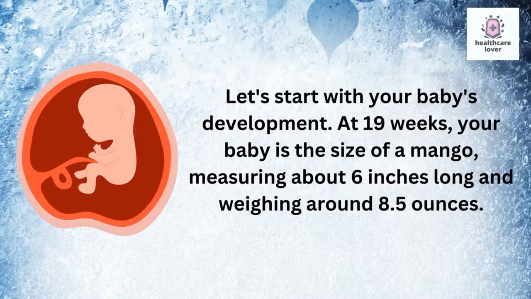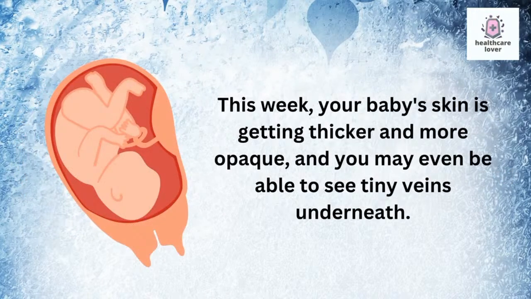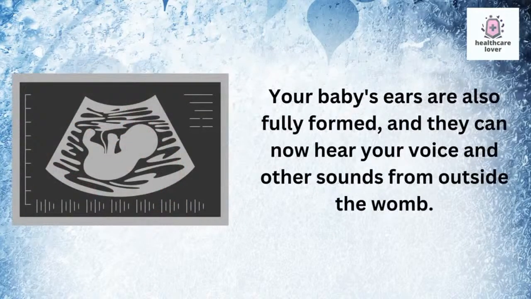At 19 weeks, your baby is the size of a mango, measuring about 6 inches long and weighing around 8.5 ounces. This week, your baby's skin is getting thicker and more opaque, and you may even be able to see tiny veins underneath. Your baby's ears are also fully formed, and they can now hear your voice and other sounds from outside the womb.